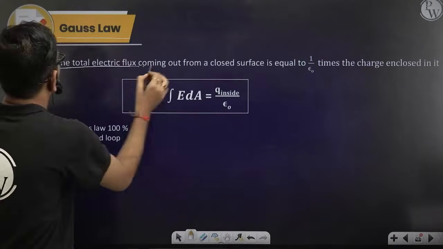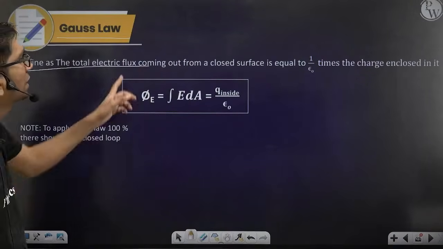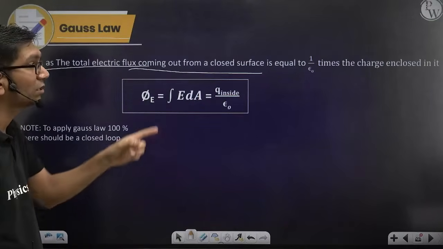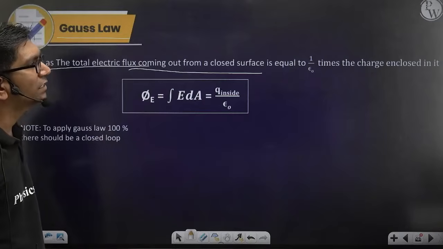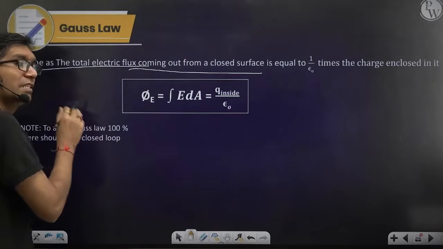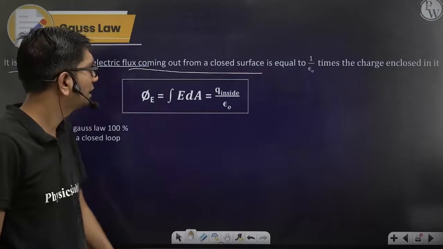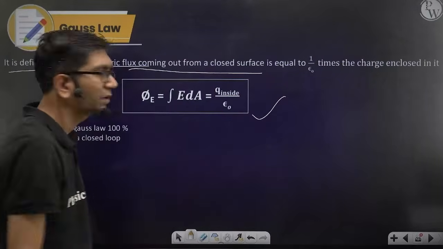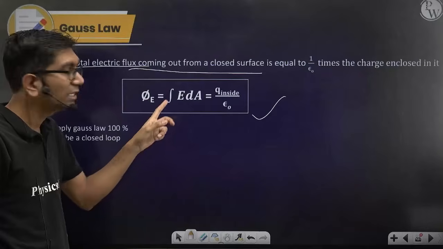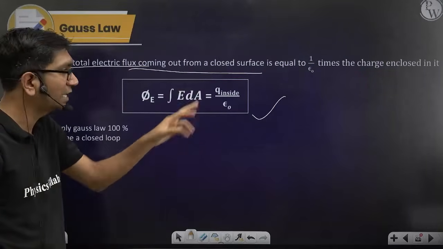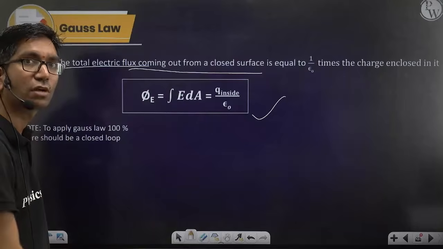Gauss law is defined as: the total electric flux coming out from a closed surface is 1 by epsilon naught times the charge enclosed in it. This one is important for the board. You will get it for 2 marks. Write down this formula. As everyone knows, flux is equal to the integration of E dot dA, equal to the charge present inside the body over epsilon naught. What is the use of this one?